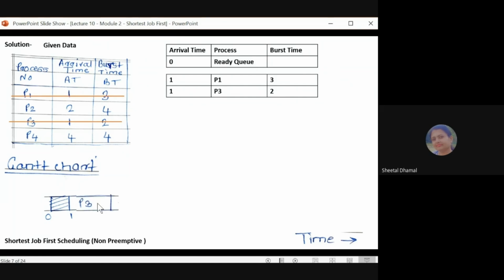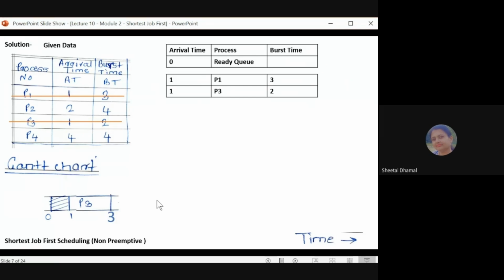Process P3 will enter the CPU, and after that, as this is a non-preemptive approach, process P1, or any other process that enters the ready queue, cannot interrupt process P3. It will complete its execution, and only then will it come out from the run state, because it requires 2 time units. So if it entered the run state at 1 o'clock, it will execute for 2 time units. So 1 + 2 means 3. At 3 o'clock, process P3 will come out from the CPU. So here I will represent P3 like this.